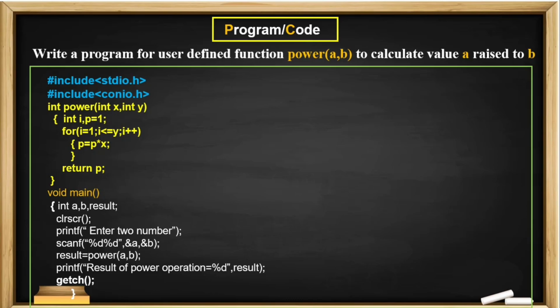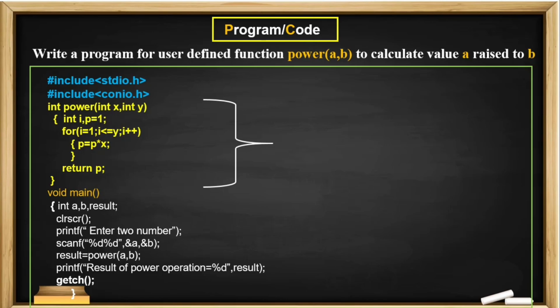Now we shall discuss the actual program in which the user-defined function is declared. Here, initialization of standard library files such as stdio.h and conio.h is done. In the main function, after reading the values and storing them in variables a and b, the function call is made as power(a, b).